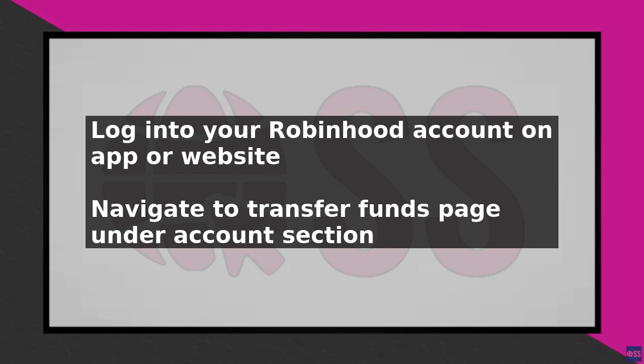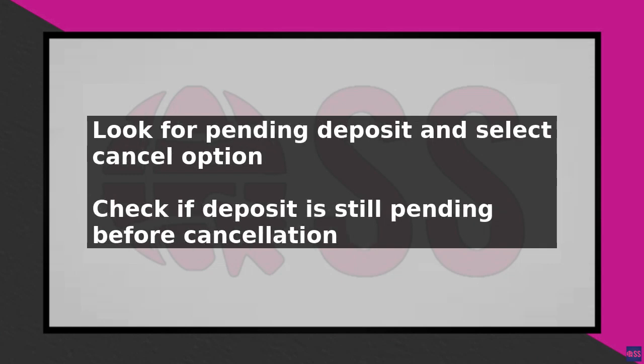Look for the deposit you want to cancel and check if it is still pending. If the deposit is pending, you can usually cancel it by selecting the Cancel or Reverse option next to the transfer. If you do not see a cancel option, you may need to contact Robinhood support to request cancellation.